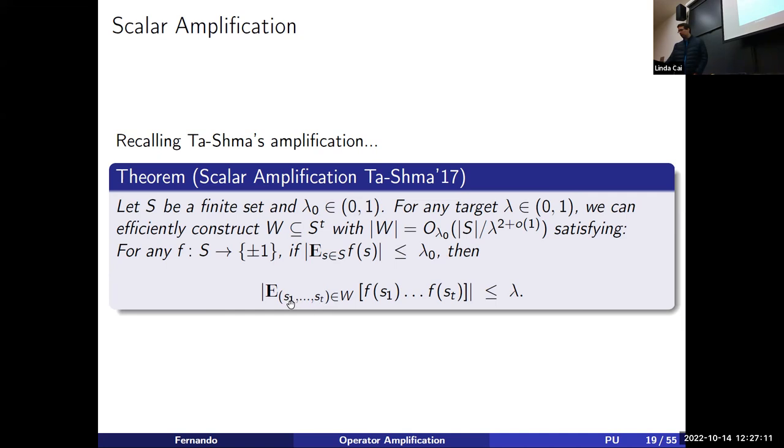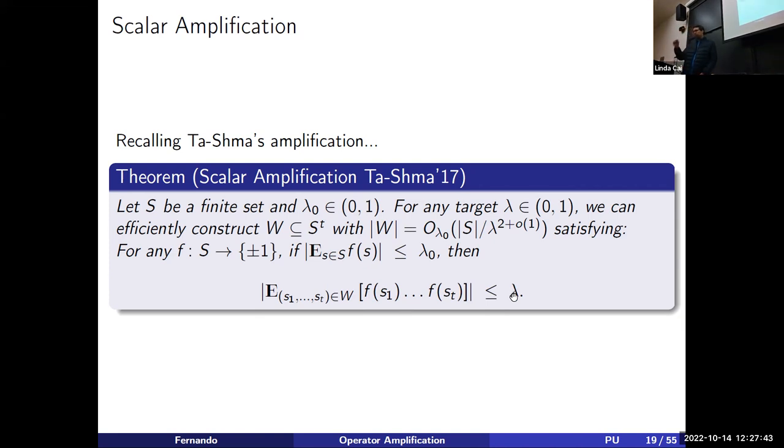You're going to take a tuple here, S1 all the way to ST. For this tuple, you're going to evaluate F of S1, F of S2, all the way to F of ST, and you're going to multiply, and compute this average. It's as if each tuple now has a new function that maps tuples to plus minus ones, by taking the products like this. And now the bias of this new function is going to be your desired bias, lambda.